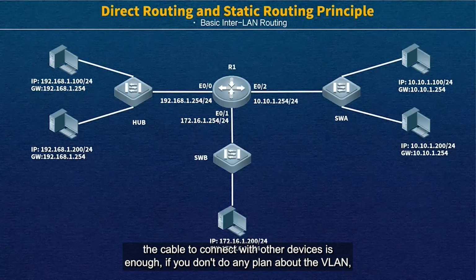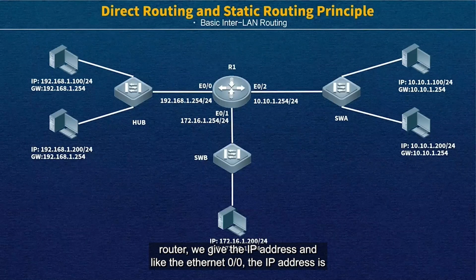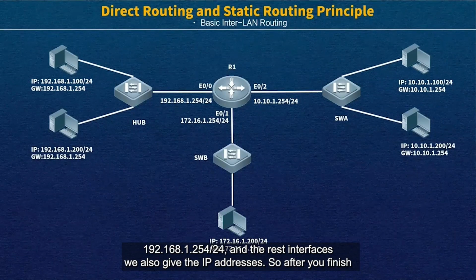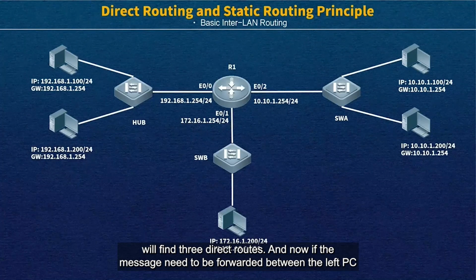If you don't do any planning about the VLAN, right? You only use a cable to connect to the interface, it's enough. And then for the router, we also give the IP address. Like Ethernet 0/0, the IP address is 192.168.1.254/24. And the rest of the interfaces will also be given IP addresses. So after you finish the configuration, when you use the command to check the IP routing table on Route 1, you will find 3 direct routes.